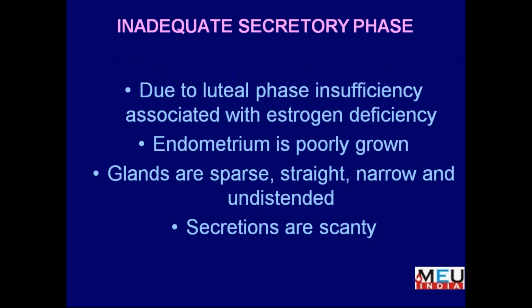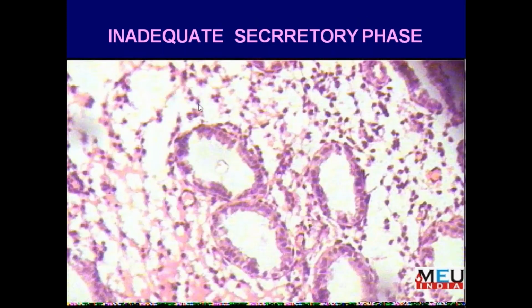The endometrium is poorly grown, the glands are sparse, straight, narrow, and undistended. The secretions are scanty. Now, if we see here, there is an inadequate secretory phase. There is some stroma, there is some edema, but the compactness has not come. The glands again are inadequate. They have hardly developed.